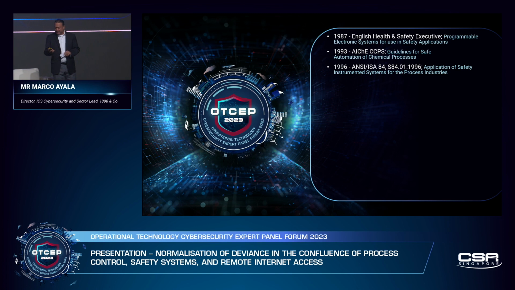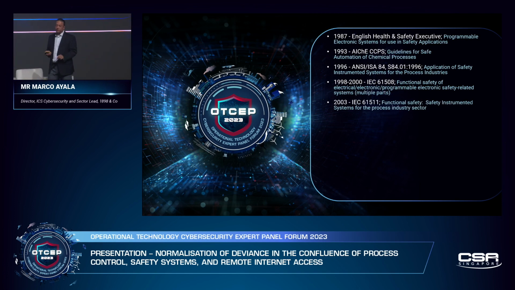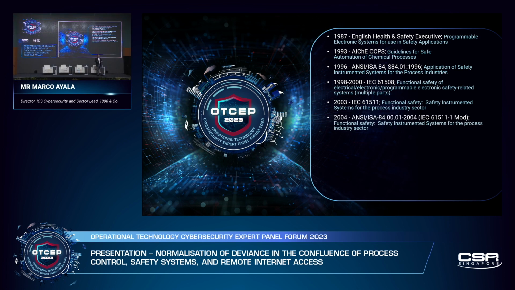So in 1996, ISA 84 came together, the application of safety instrumented systems. In 1998 to 2000, 61508 was born. There were multiple parts to that. In 2003, IEC 61511 was issued. And my point here is that we were late. We were late to the party with some of these standards. And there's a reason for that too, and I'll go over it.